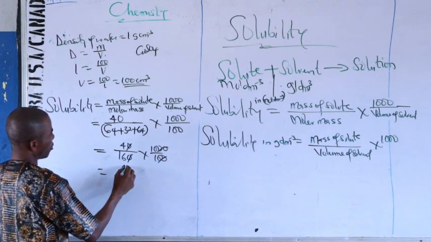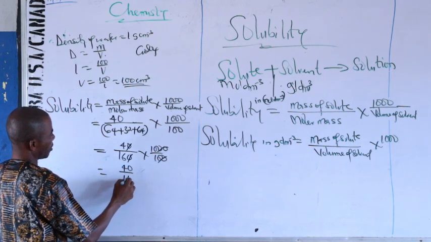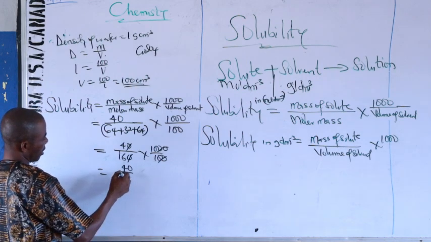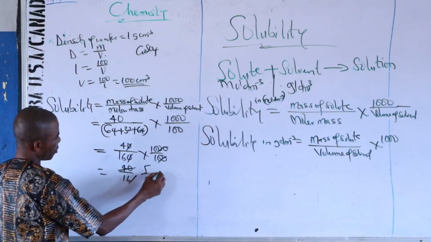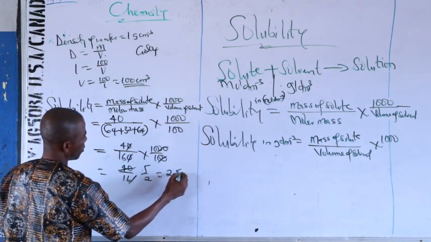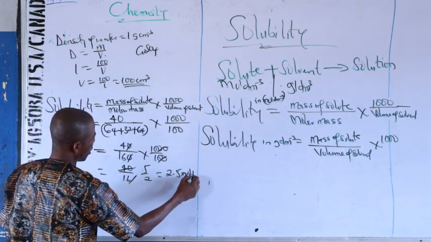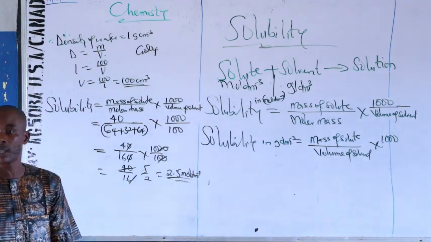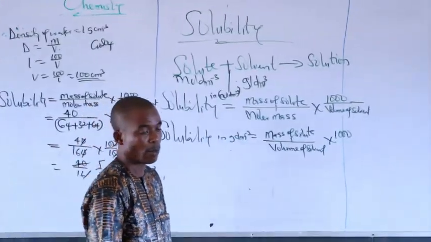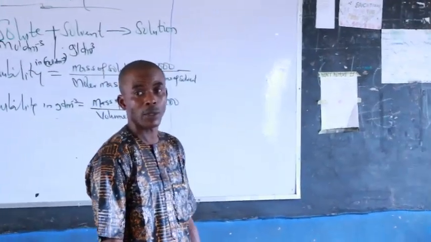What do you have here? This is 40 over 16. And we can reduce this one. 8 will go here, 5, 2. That is 2.5. So the solubility of that salt is 2.5 mole per kg.